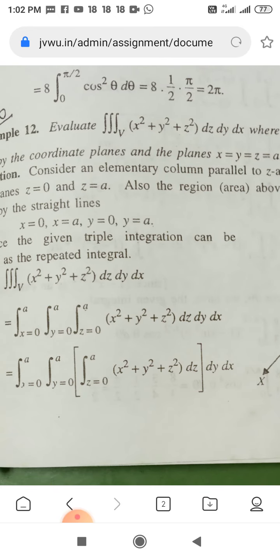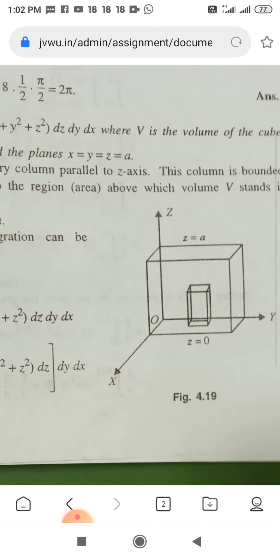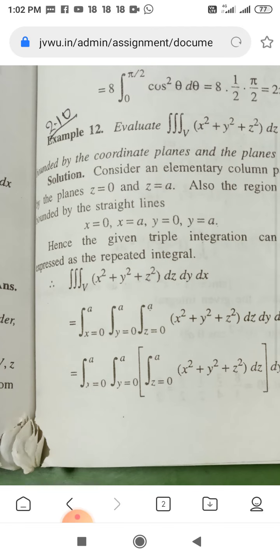Evaluate the triple integration over volume V of (x square plus y square plus z square) dz dy dx, where V is the volume of the cube bounded by the coordinate planes and the planes x is equal to y is equal to z is equal to a.